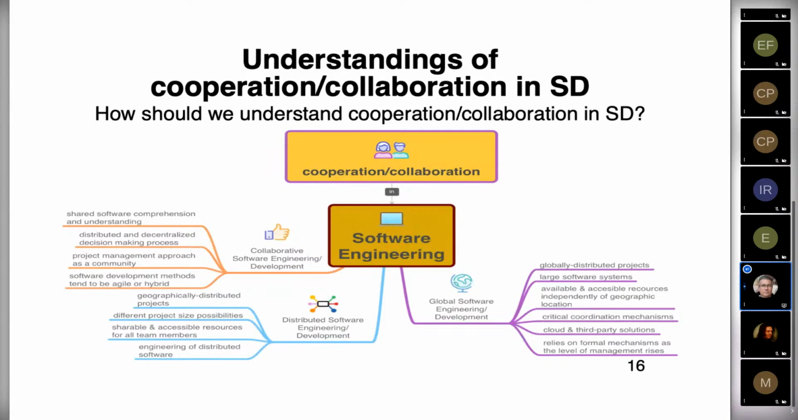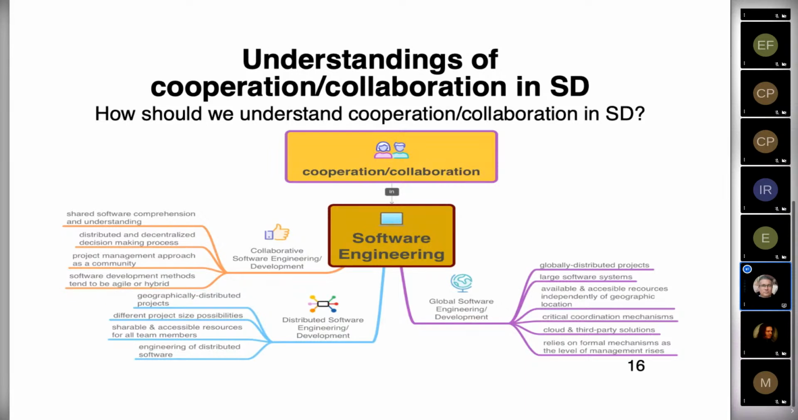In time, the second understanding of cooperation and collaboration in software development was distributed software engineering. It started when the technology started to change and when we started to build more complex systems. And at that time, we needed to move to a new way of doing software engineering. Because precisely, as you can see, the projects were for the first time geographically distributed.